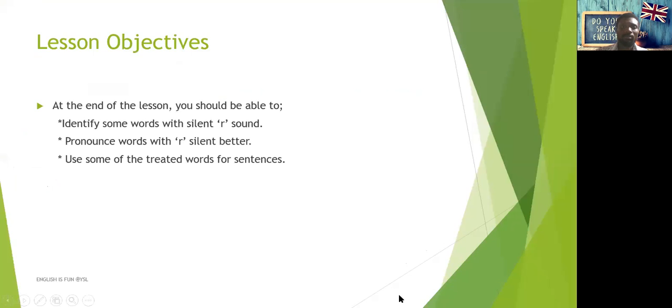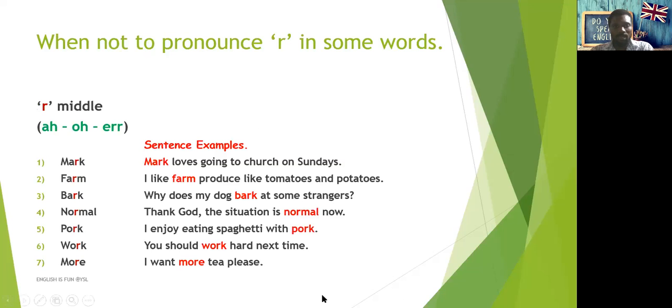So, the objectives. At the end of the lesson, you should be able to pronounce words with fewer mistakes, knowing that the R, whether in the middle or at the end of a word, is not to be sounded. So, when not to pronounce R in some words.